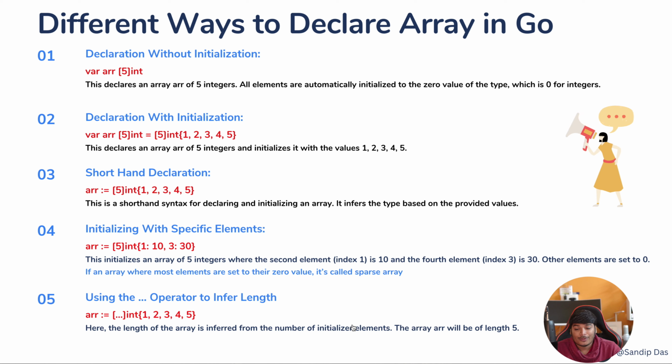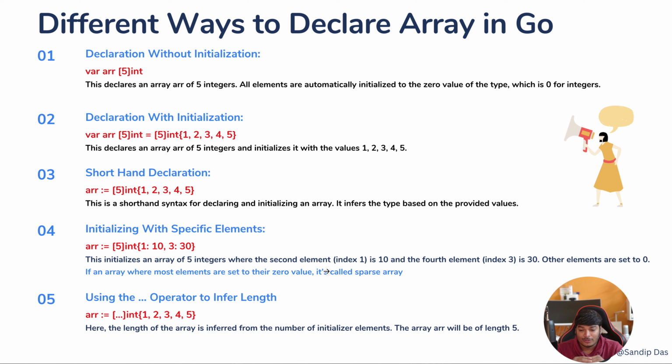Then the fourth example, initializing with specific elements. For example array, then shorthand :=, then the square bracket 5, which is the number of elements, then int, which is the data type, then you say 1, colon, 10, then comma, then 3, colon, 30. What does that mean? This initializes an array of 5 integers where the second element, which is index 1, because you know in any programming language the array starts with 0, is set to 10, because we have mentioned it here, and the fourth element, which is index 3, is set to 30, and all other elements are set to 0. Now an array where most elements are set to their zero values is called a sparse array in Go.